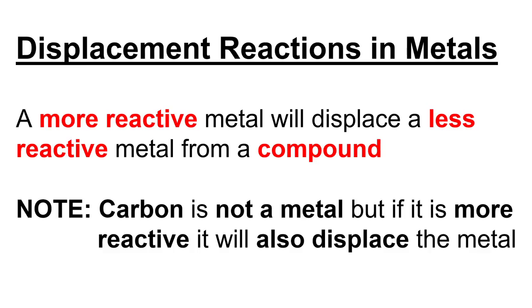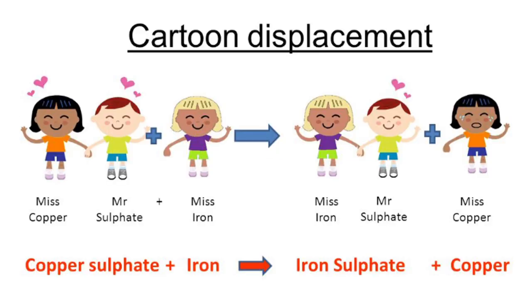You can press pause. Now, in displacement reactions in metals, a more reactive metal will displace a less reactive metal from a compound, and you also need to be very aware of carbon. It's not a metal, but it is also used to displace metals from their oxides. So here is copper sulfate. Okay, iron is more reactive than copper, so it will displace the copper.